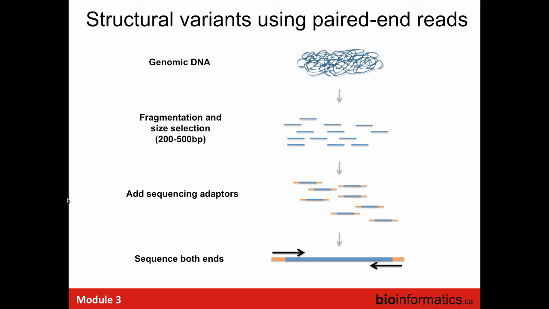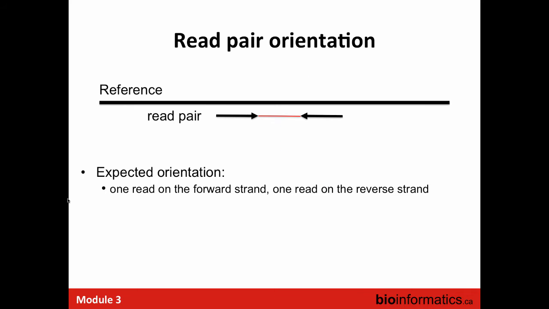So one read, you sequence the forward strand, and then the other half of the pair, you sequence the reverse strand. And what this means is that when you sequence these read pairs, they have an expected orientation when you map them to the reference genome. If the read pair just comes from some part of the reference genome that matches well, you'd expect one half of the pair to map on the forward strand of the reference and the other half of the pair to map on the reverse strand. This is depicted here with these arrows.